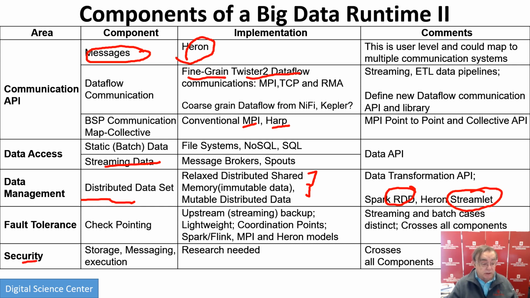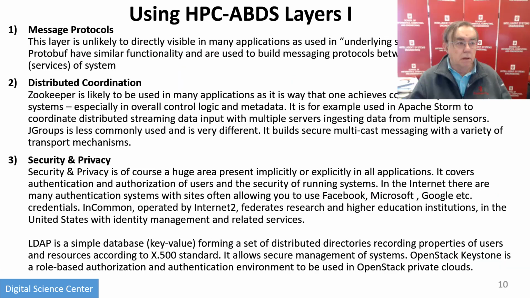And then there's security. I'm not an expert in security, except I know it's needed. And it's needed at the messaging level, the execution level, and the storage level. It crosses everything. So when you worry about building these systems, these are the things you worry about. Right, the next few slides just go through the 21 layers one after another.